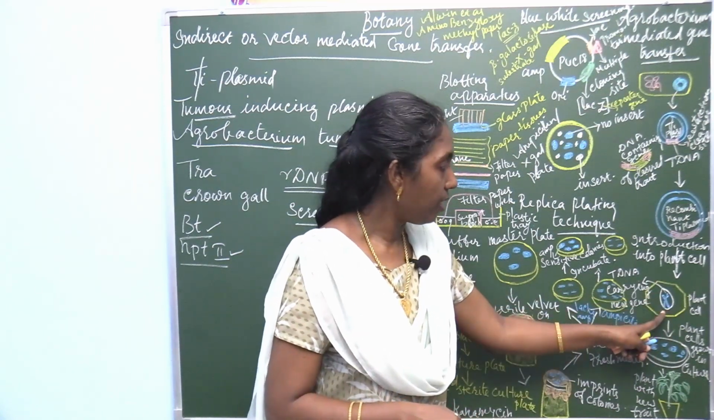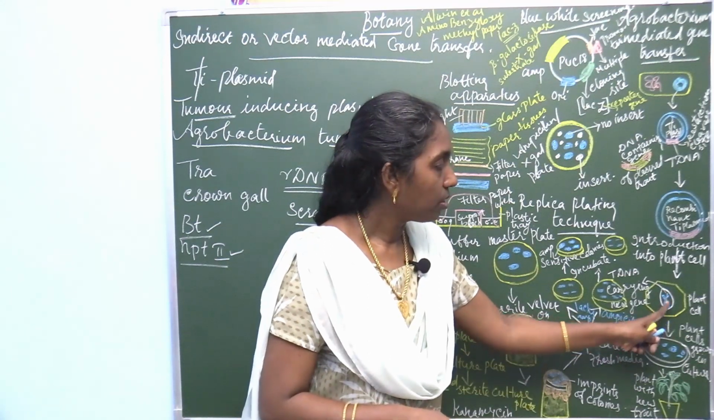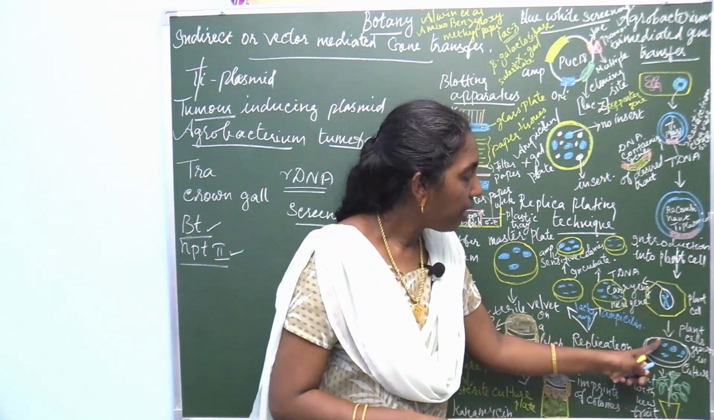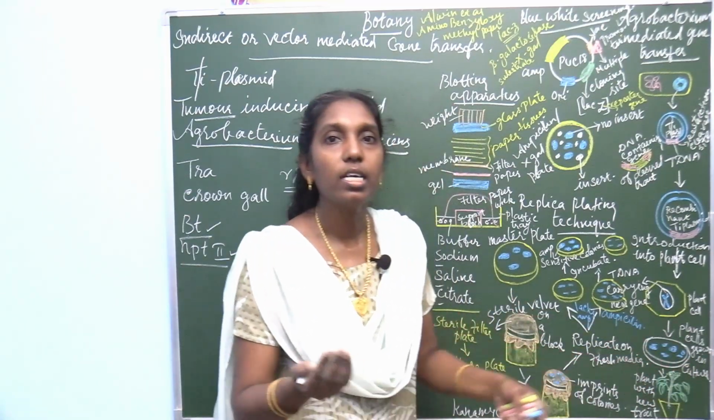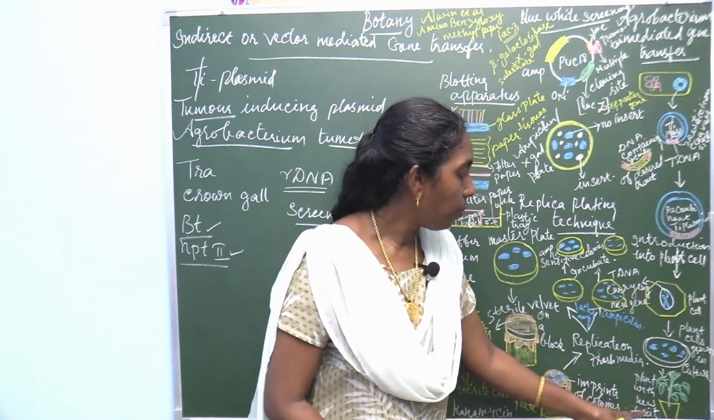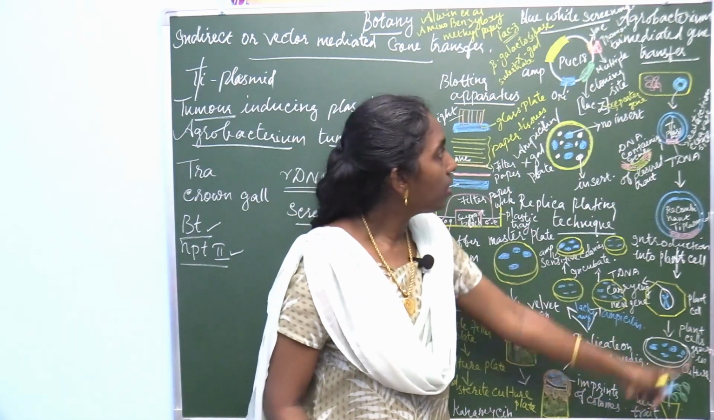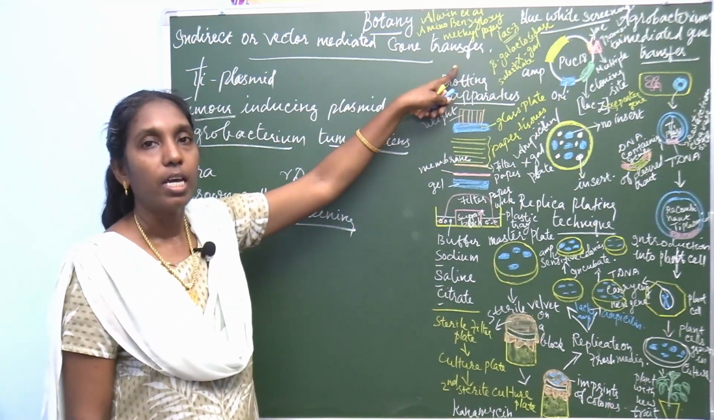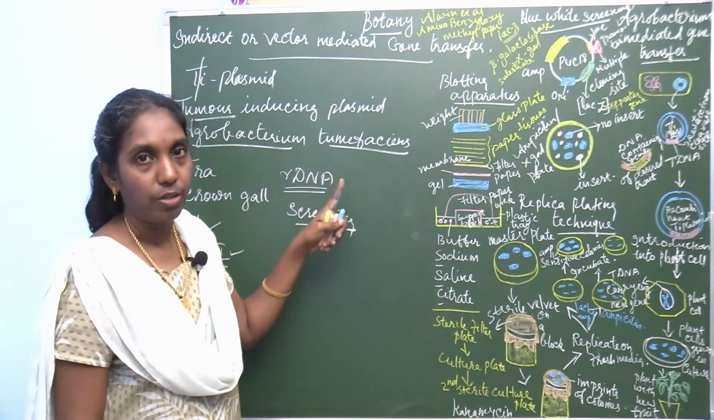This is the plant cell carrying the new gene. This is the region carrying the new gene and this cell can be cultured. The plant cells are grown in the culture medium. As a result, it produces a new plant with a new trait. This is the procedure for vector mediated gene transfer in plants. So, this is the first question you are going to study today.